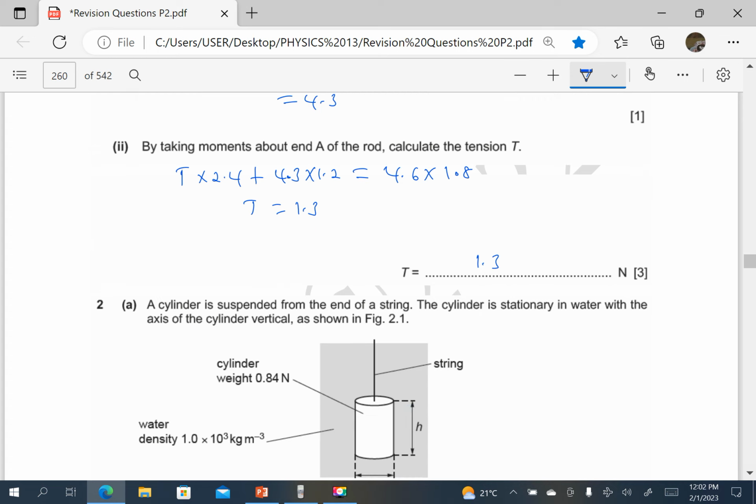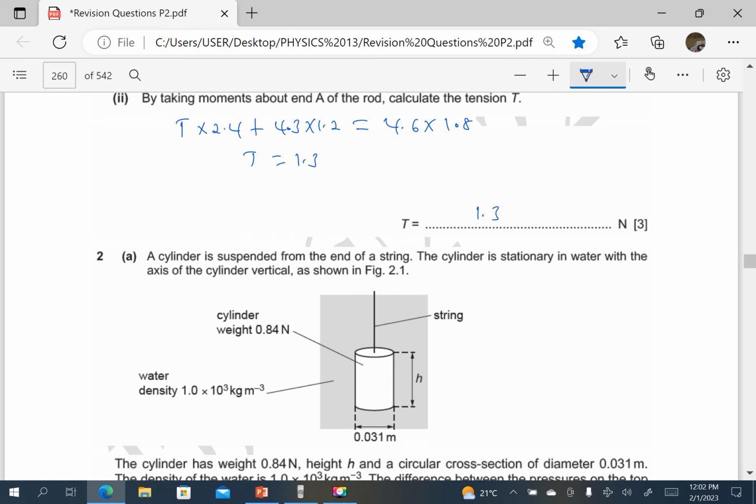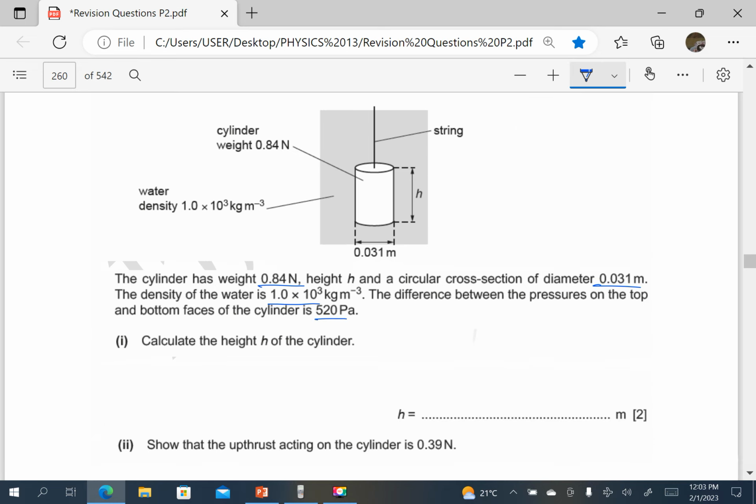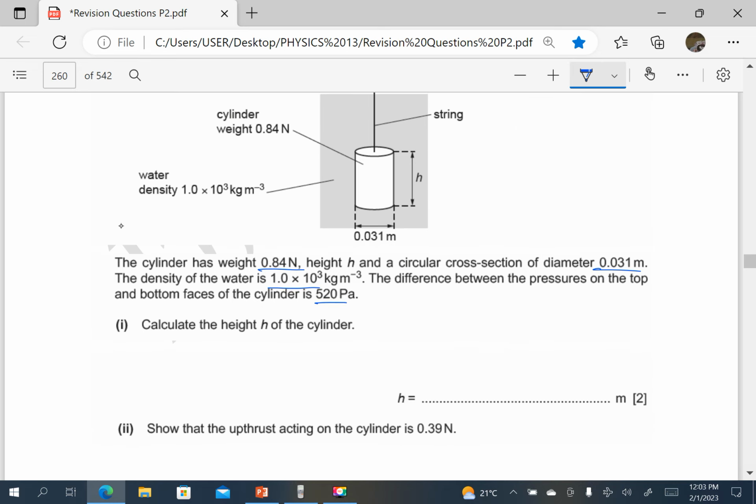A cylinder is suspended from the end of a string. The cylinder is stationary in water with the axis of the cylinder vertical, as shown here. The cylinder has weight of 0.84, height h, and a circular cross-section of diameter 0.031. The density of the water is 1.0 times 10 power 3. The difference between the pressure on the top and the bottom faces of the cylinder is 520 pascals. Calculate the height h of the cylinder.